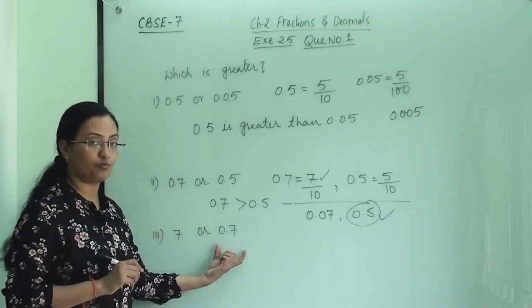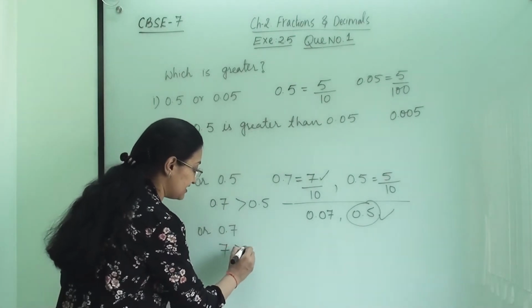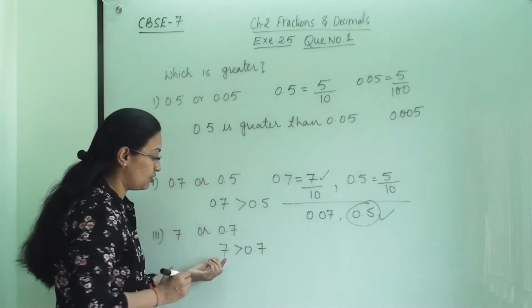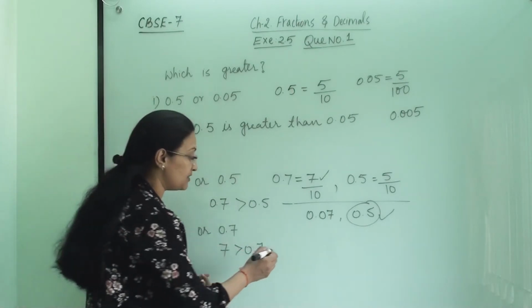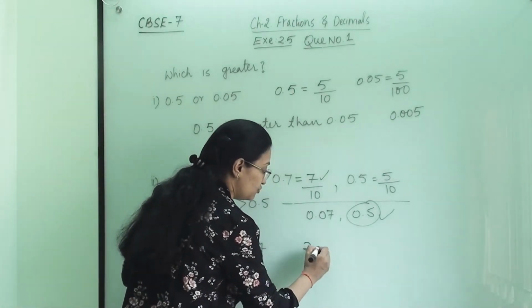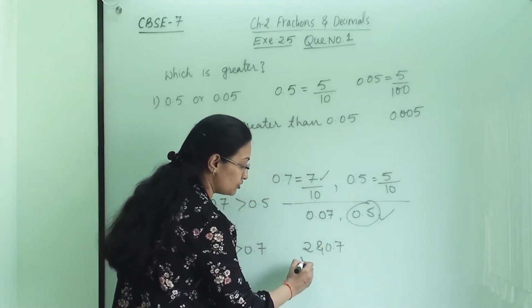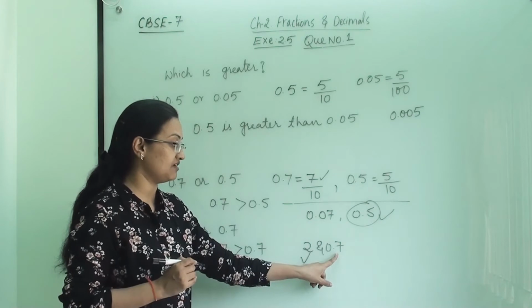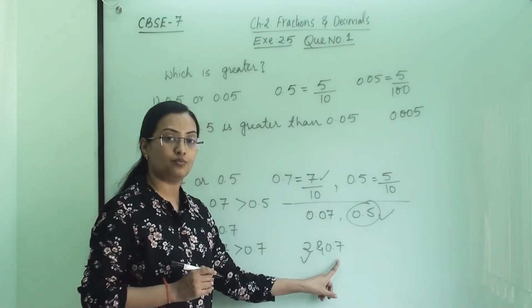Now 7 or 0.7. Always whole numbers are greater than decimals. For example, if we take 2 and 0.7, then 2 is greater than 0.7, because the decimal has denominator 10. So 2 is greater than 0.7.